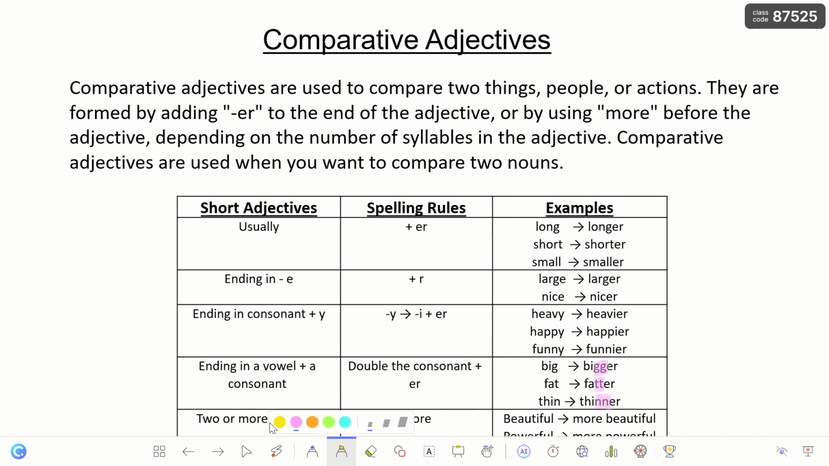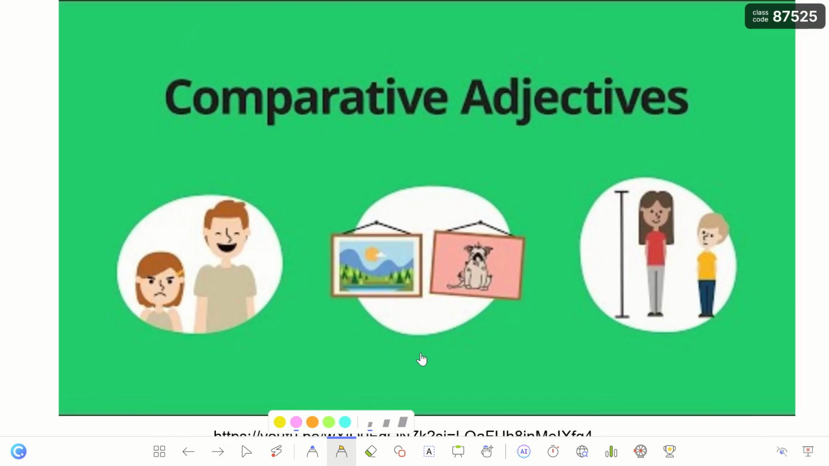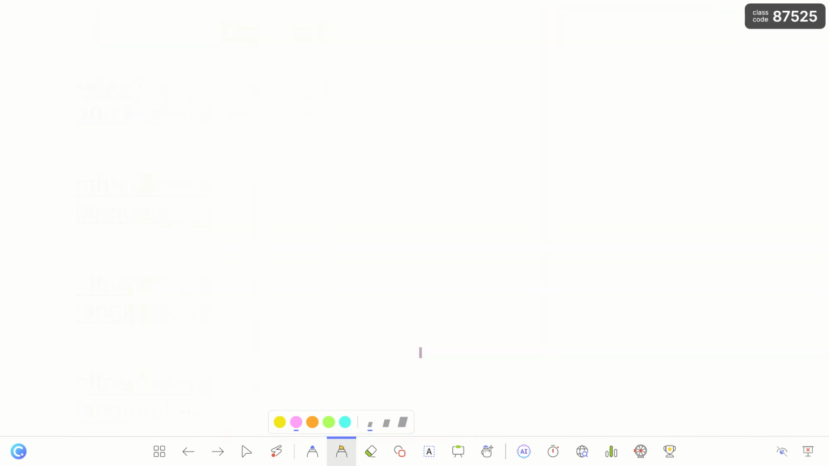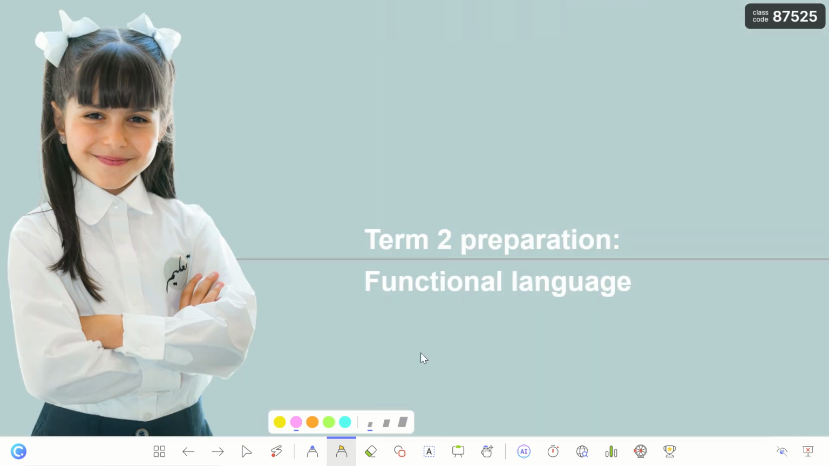Okay. Two or more syllables for long adjectives, I add more before them. Beautiful, more beautiful. Powerful, more powerful. Amazing, more amazing. Expensive, more expensive, and so on. Here is a video for you. And here is this website to practice. Extra online practice on comparative adjectives.